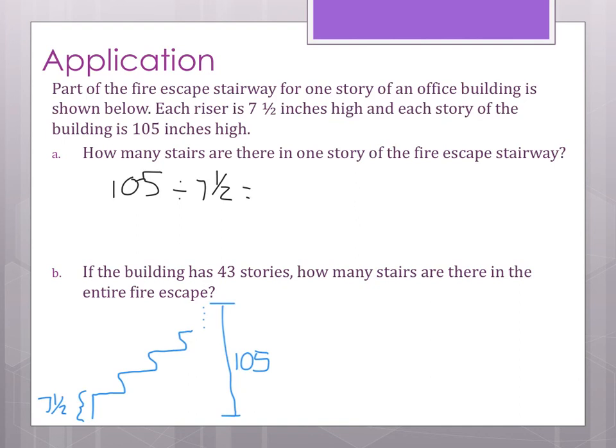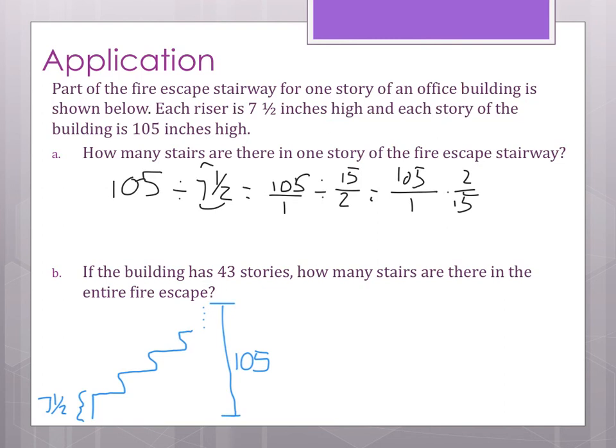Now, we should rewrite those as improper fractions. Rewrite 105 as 105 over 1 divided by 7 times 2 is 14 plus 1 is 15 over 2. Now we'll need to copy, change, flip, so we'll have 105 over 1 times 2 over 15. Now cancel out common factors if possible.